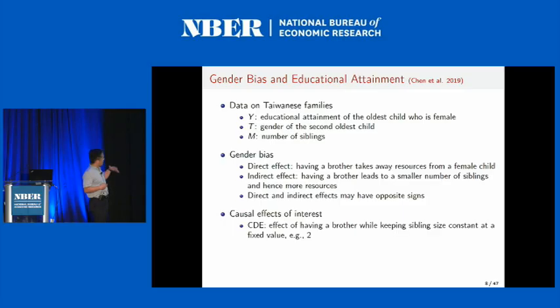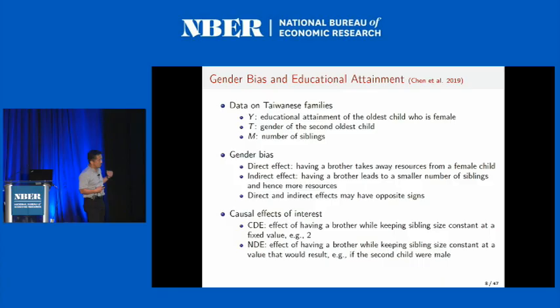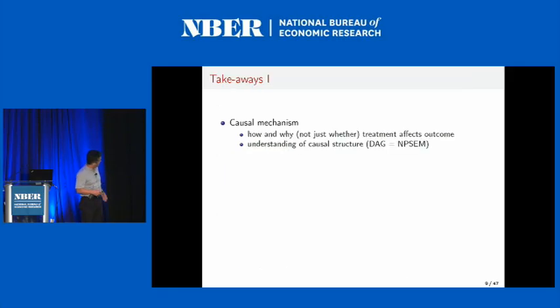Okay, so you can sort of interpret the controlled direct effect, natural direct effect and natural indirect effect in this context. So the controlled direct effect would be just the effect of having a brother while keeping the sibling size constant at a particular fixed value, for example, 2. Whereas the natural direct effect would be keeping the sibling size constant at the value that would be realized if the second child were a boy. Okay, so that's sort of the three quantities that I'm going to focus on.